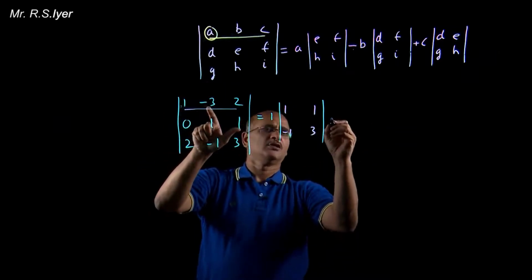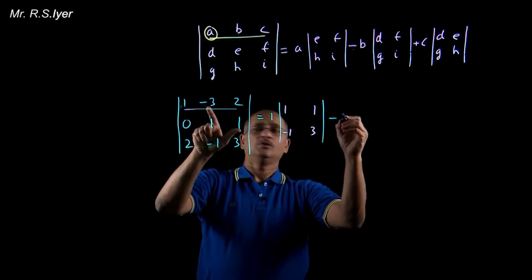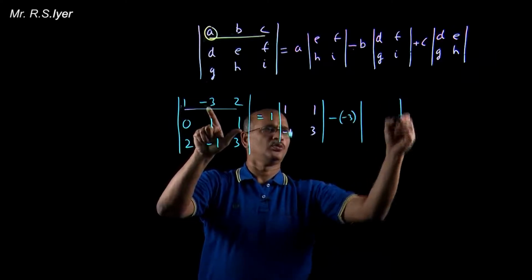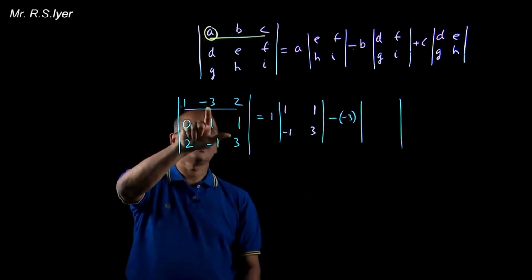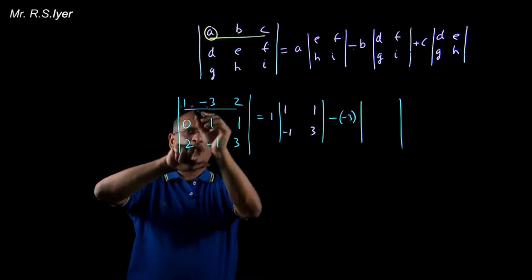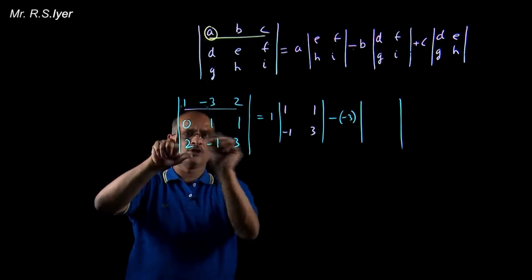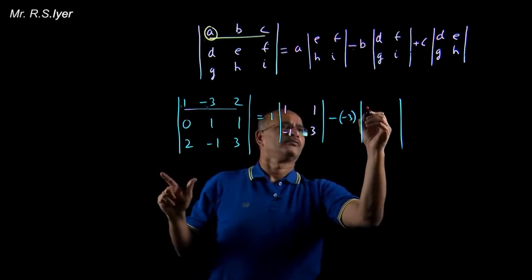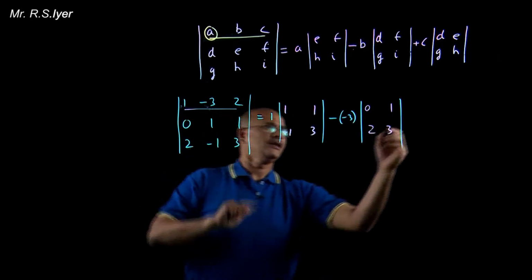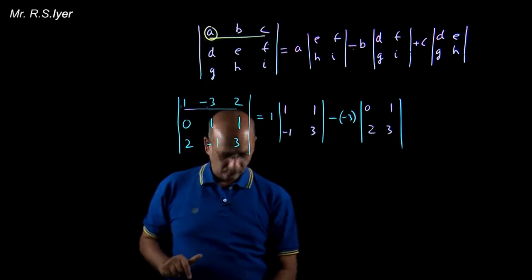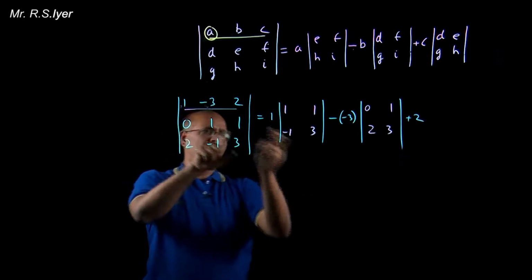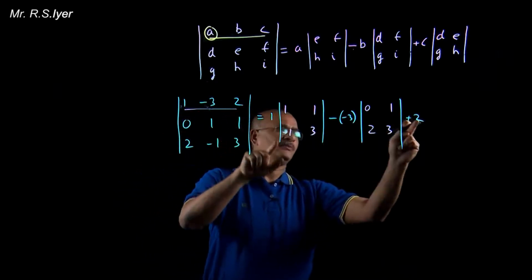Minus of minus 3 into... try to understand what I am doing. Minus 3 is in the second column and the first row. So leave the first row and the second column: 0, 1, 2, 3. Similarly, plus 2. See what I am doing with the sign: plus, minus, plus. Plus 2.